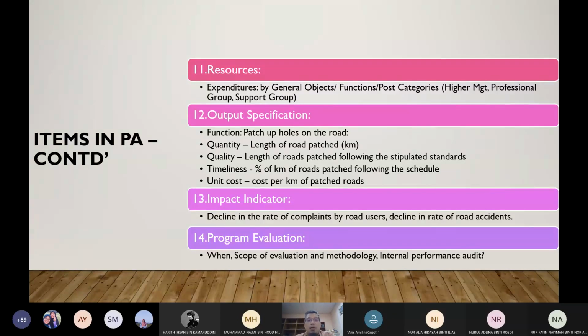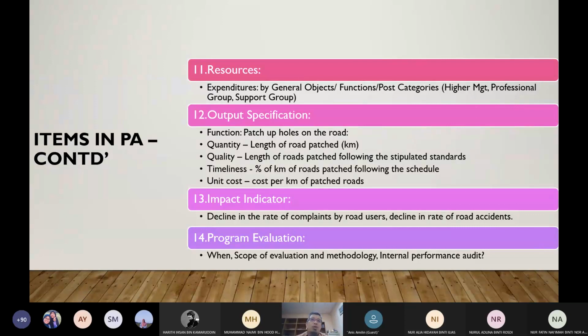Not only that, they are also required to prepare impact indicators. So the impact indicator here is a decline in the rate of complaints by road users. Okay, one indicator. Another performance measure: decline in the rate of road accidents. I think in the case of road accidents, it's a very complicated performance measure because there are multiple agencies involved and multiple factors.